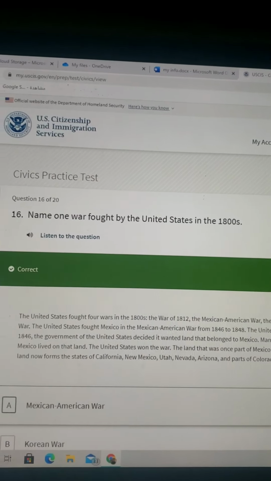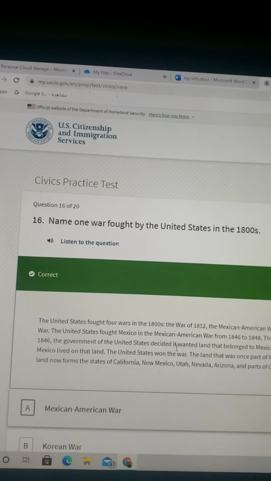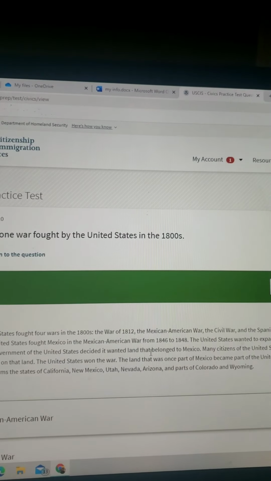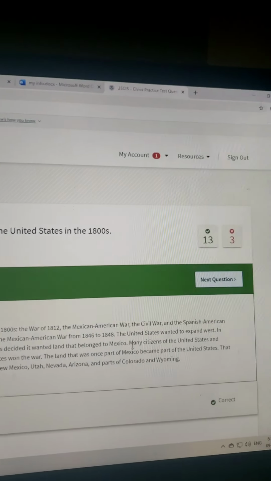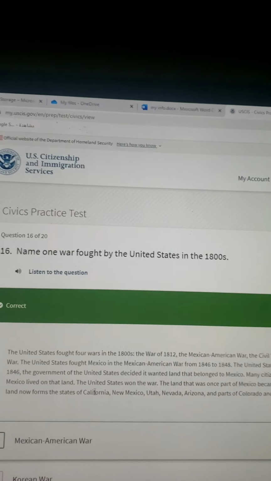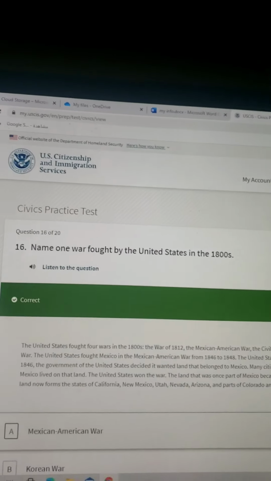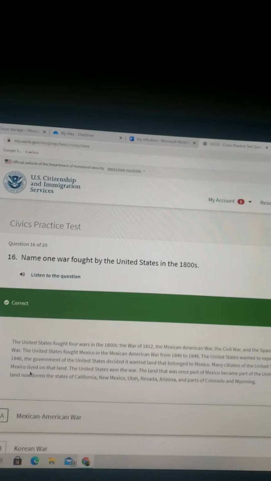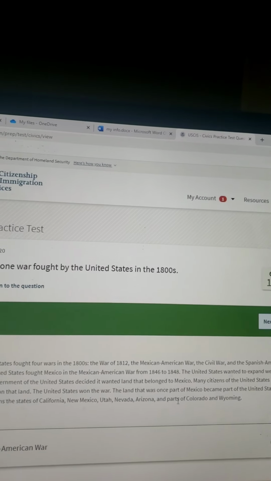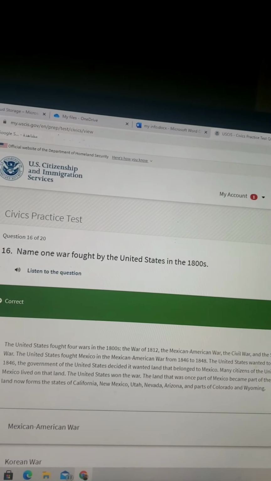The United States wanted to expand west in 1846. The government of the United States decided it wanted land that belonged to Mexico. Many citizens of the United States and Mexico lived on the land. The United States won the war. The land, once part of Mexico, became part of the United States. That land now forms the states of California, New Mexico, Utah, Nevada, Arizona, and parts of Colorado and Wyoming. Okay.